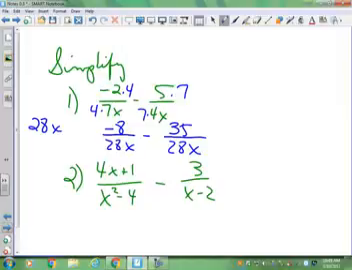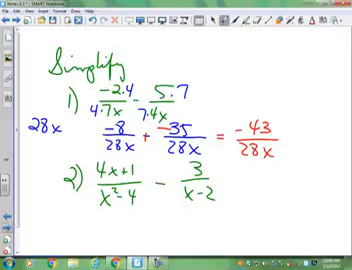So a lot of times, because of that, it's a lot easier to do this, especially if you've got a lot more on top. Plus a negative, because we don't ever really subtract positive negatives. We change it to plus and do the opposite. So 2 negatives add up to what? Negative 43 over 28x.